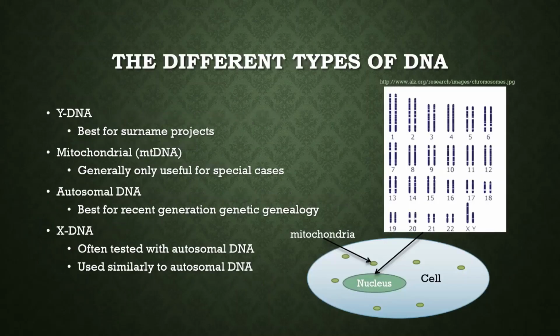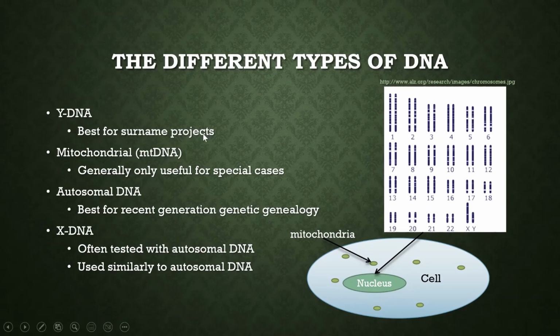So the different types of DNA that we have, I've got a little graphic here that shows the cell, and within that cell you have a nucleus, the central portion of the cell, and in the outer portions of the cell you've got a lot of mitochondria. Inside the nucleus you have 23 different pairs of chromosomes. 22 of them are just numbered 1 to 22. The last pair are the chromosomes that determine sex, and those are the X and Y. Females have 2 X's, males have 1 X and 1 Y.